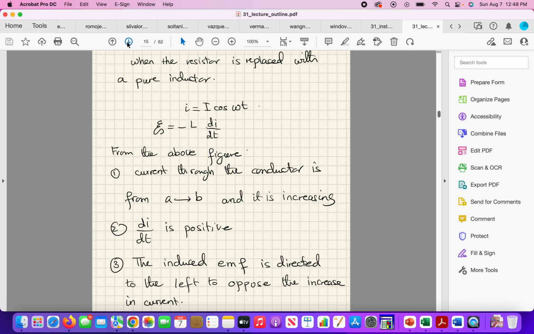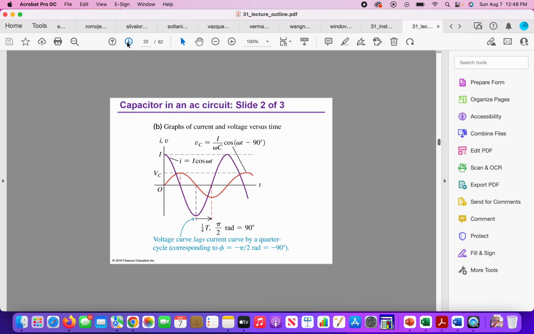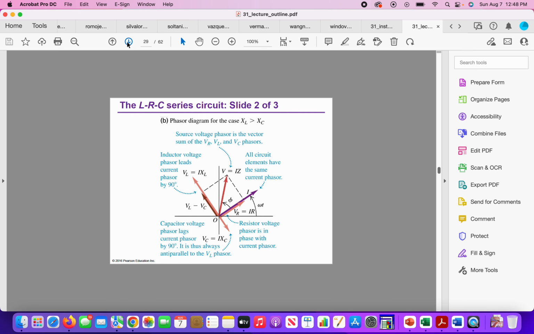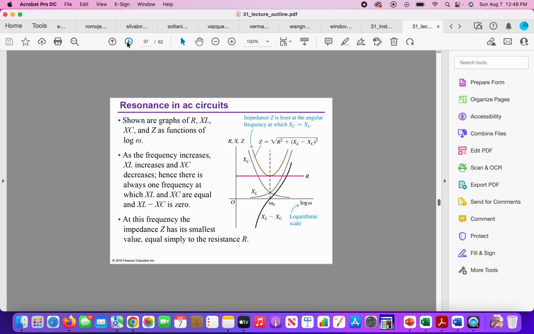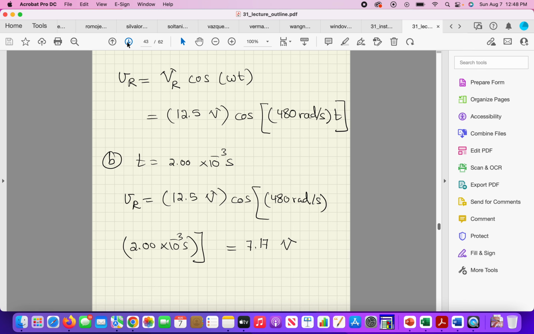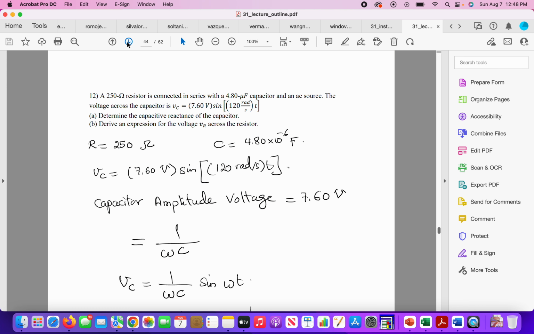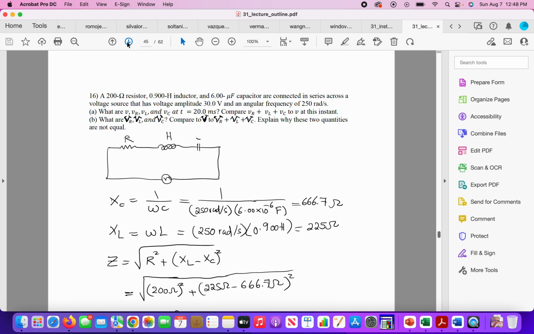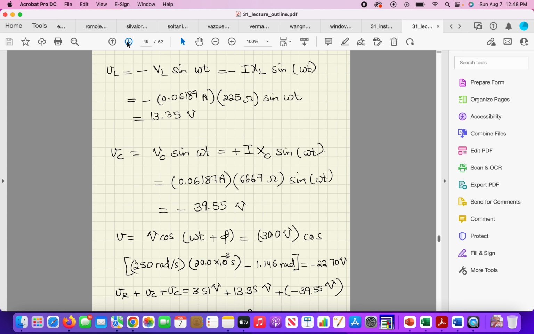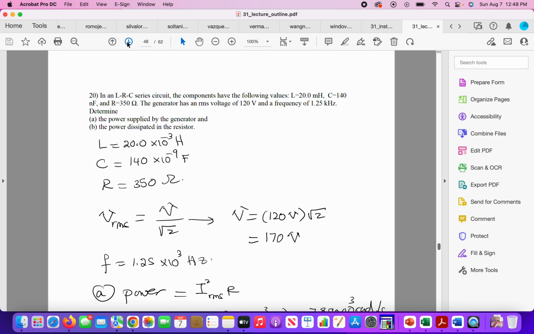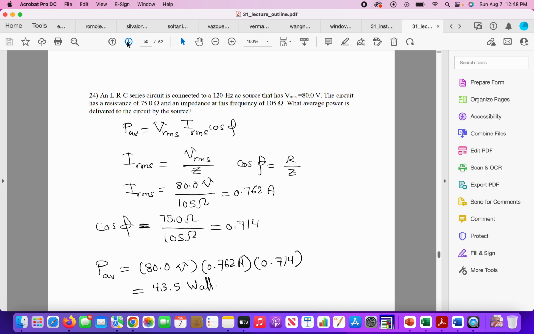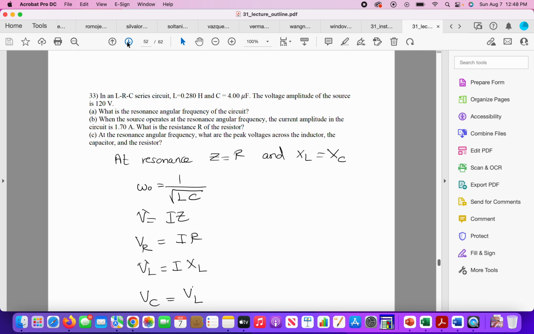Okay, just one second. This is why I don't like to zoom in and out, because, all right, let me see here, 16. Yes, I did solve this one, this one, this one, this one.